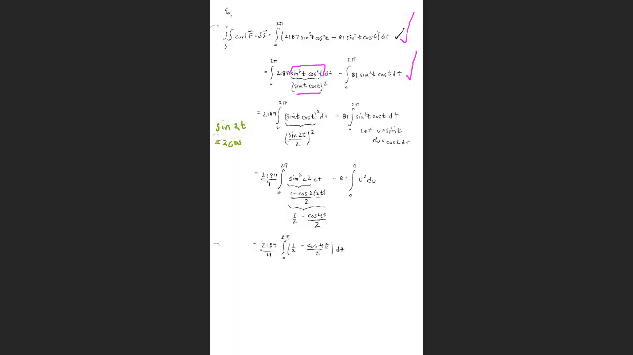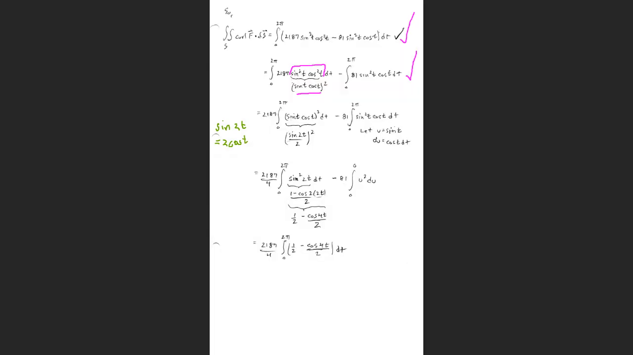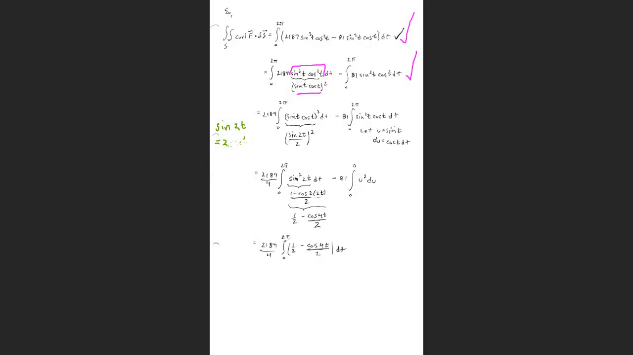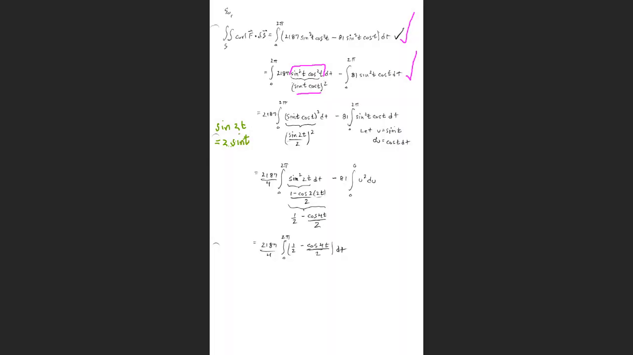How many remember that the sine of 2t is equal to... Well, no, hold on. I mean, it's fine, but let me rewrite it. The sine of 2 times t, there's an identity. The sine of 2t is equal to 2 times the sine of t cosine of t.